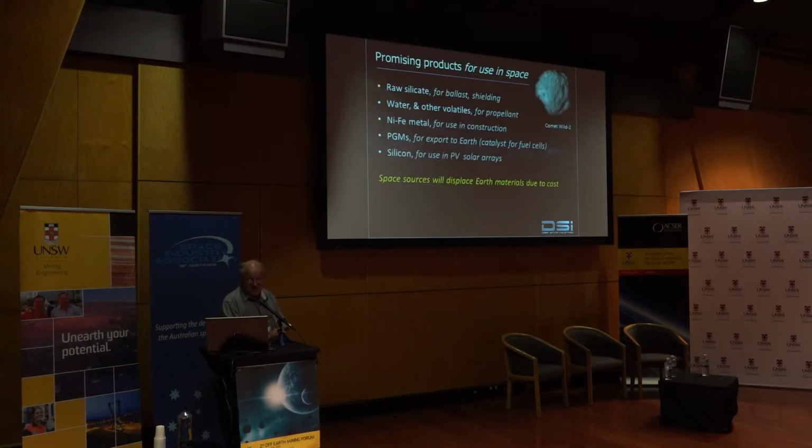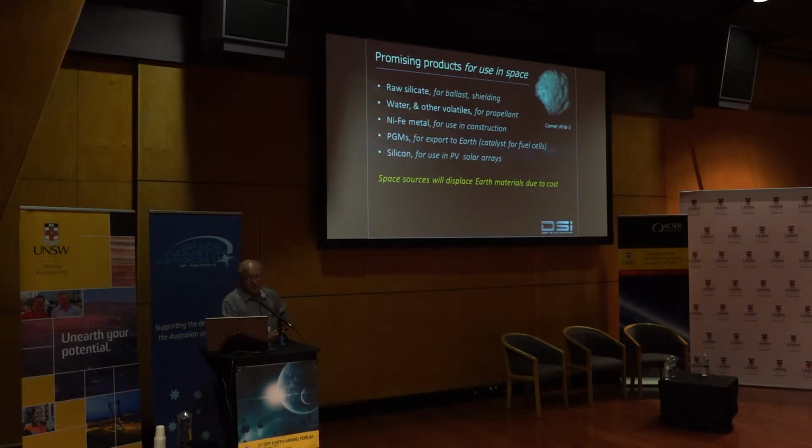And it's pretty obvious that these can produce products that can be of use in space. Raw silicate can be used for ballast and for radiation shielding, and for making heat shield for re-entry vehicles. Water and volatiles can be used as feedstock for propellant or directly as propellant. Nickel iron metal for use in construction, making sheet and beams. Reflector sheeting, reflectors, antennae, large antennae, unlimited size.